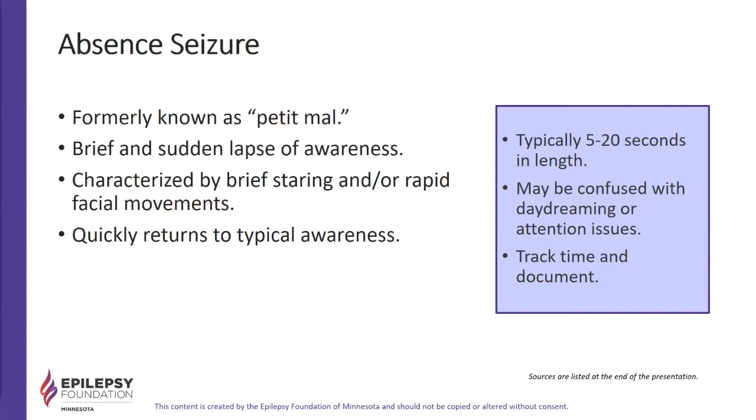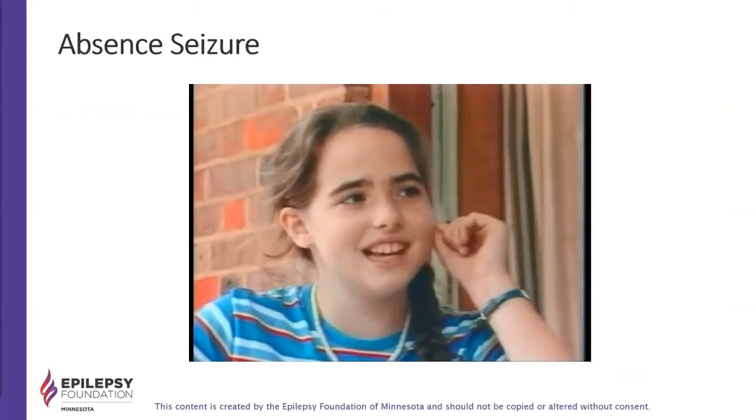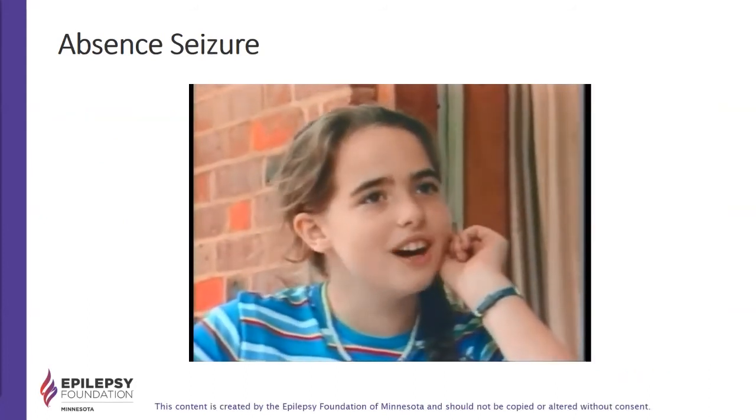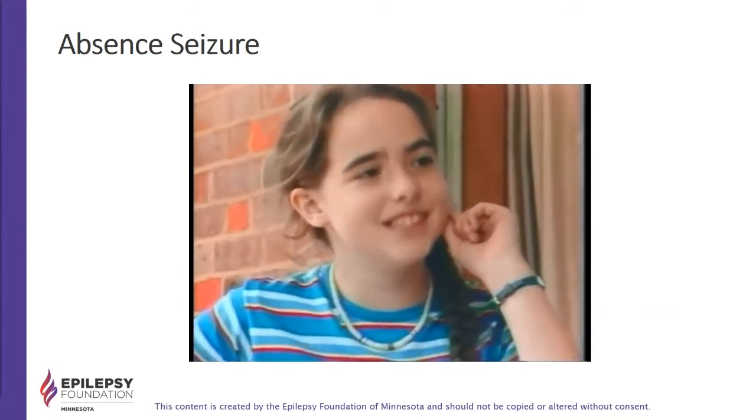At times, this type of seizure may be confused in children as someone daydreaming or having attention issues. And again, as with all of the types of seizures that we're looking at, it is important to track the time and document what has happened with the patient while they're having this type of seizure. Coming up, we're going to see a video of someone having an absence seizure. This girl has absence seizures, and you will see her have one while she's talking.